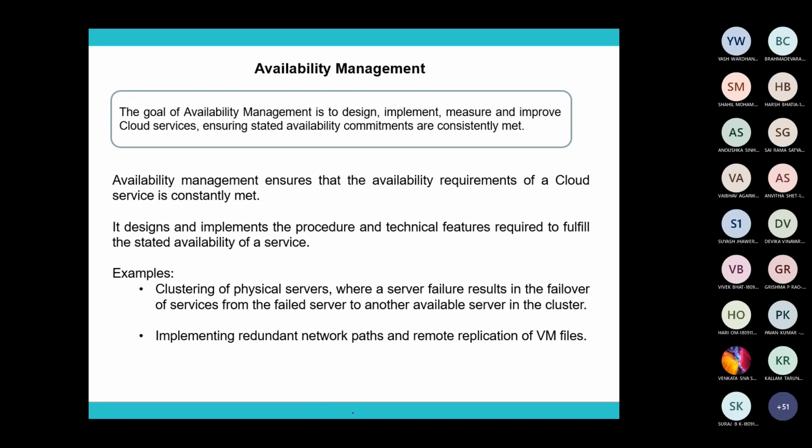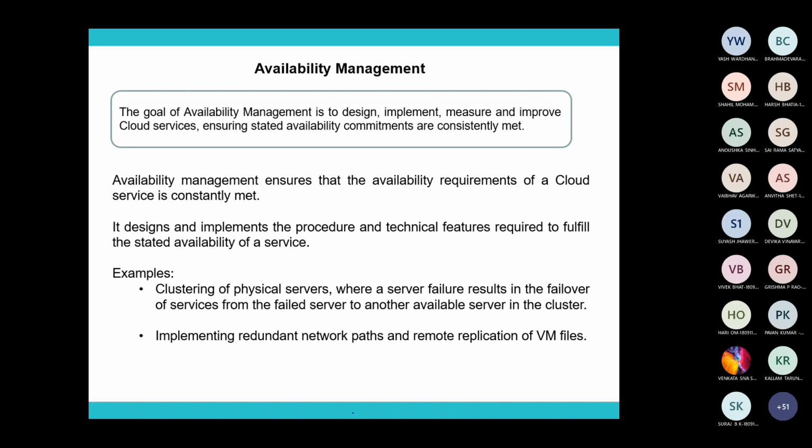So some examples are given. Maybe it is a part of this business continuity only, right? So implementing a redundant network path and the remote replications of VM files. Maybe you have that number of redundant paths in case one path fails also, from the server to the backend storage device, it can use the other path also. It need not be from the network path, it may be related to the other components also, maybe the port, or the host bus adapter or anything.